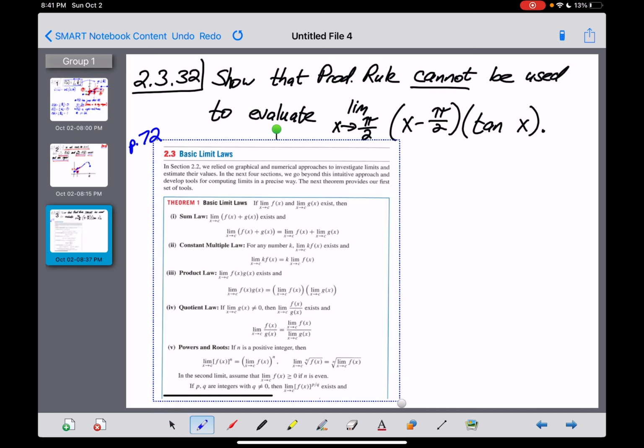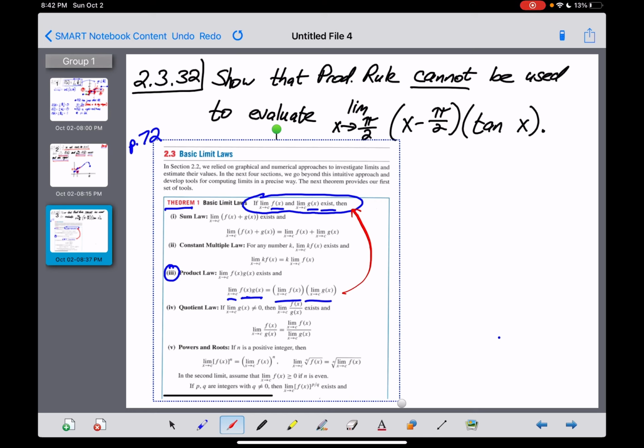The important thing we need to focus on is at the very beginning of this blurb. All right, here we go, guys. Theorem 1, basic limit laws. This is important, and in fact, I don't think I really mentioned this in our notes, and I really should have. If the limit as x approaches c of f of x and the limit as x approaches c of g of x both exist, then you can apply all these rules, including the product law. The product law says that the limit of a product is equal to the product of the two individual limits. But all of that is predicated on this hypothesis, if the first limit exists and the second one exists.